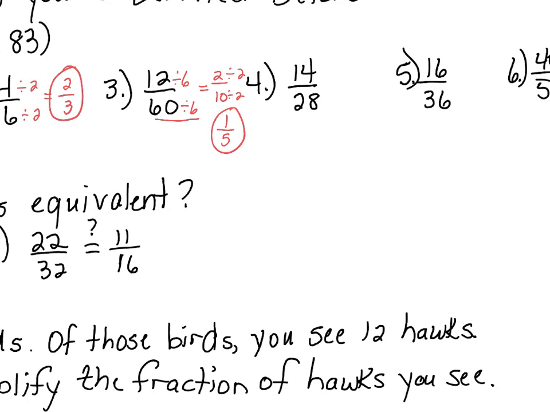So look at number 4. 14 over 28. What goes into both 14 and 28, Lainey? 14 does. Everybody know that? If you didn't, that is the easiest, fastest thing to do. That's the greatest common factor to both of them. And you get what, Lainey?